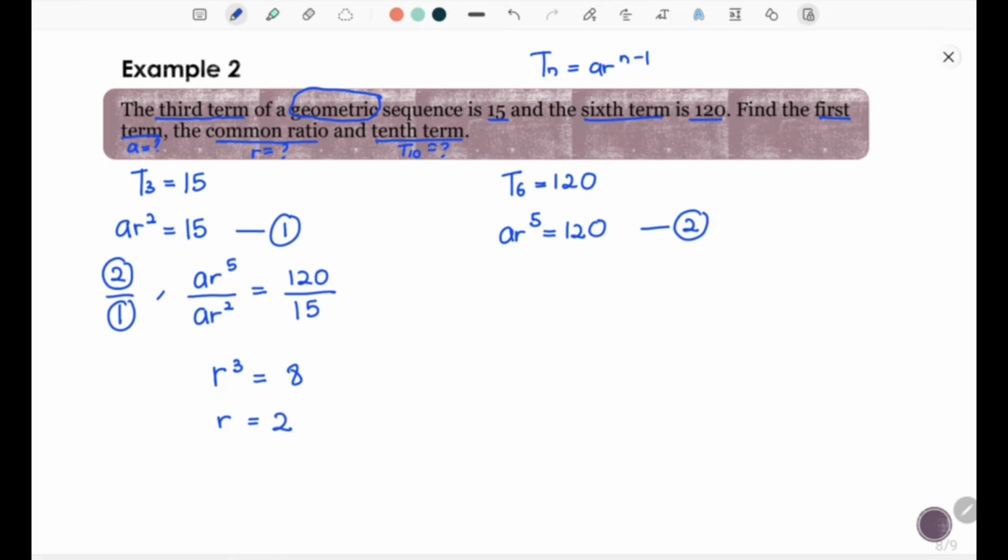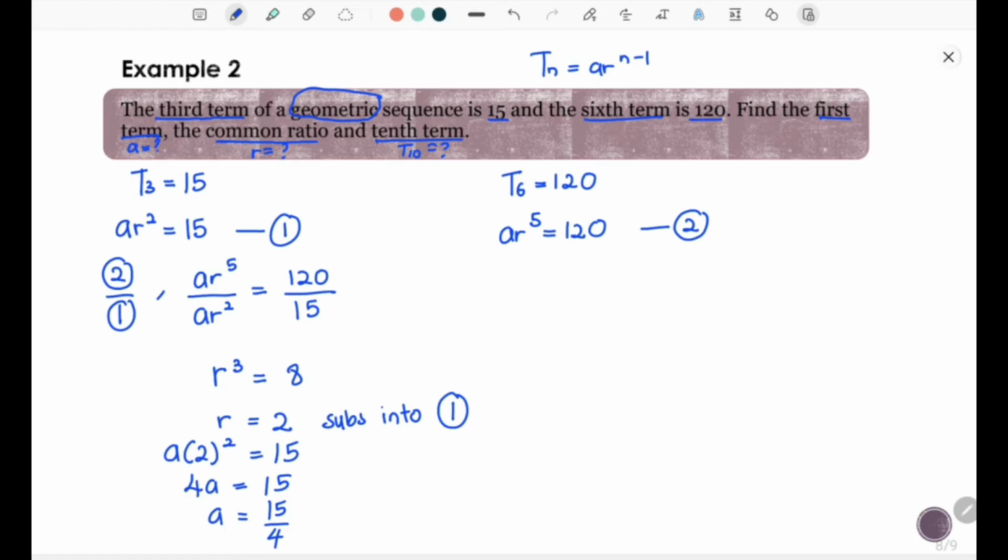So now you can use the value of r here to find a, which is we can substitute r equal to 2 in equation 1 or equation 2. I will substitute into equation 1. So we are going to have a times 2 squared equal to 15. So we have 4a equal to 15, a equal to 15 over 4.